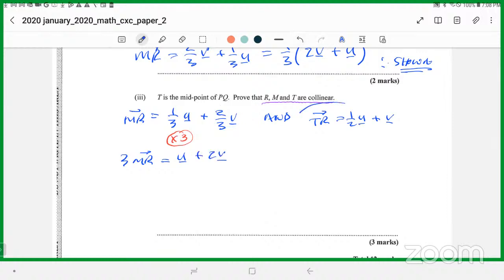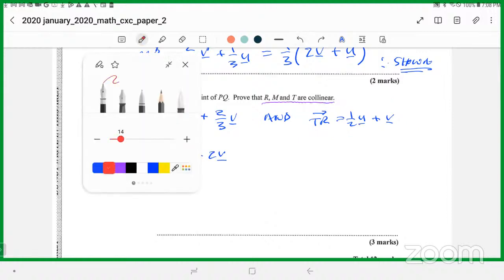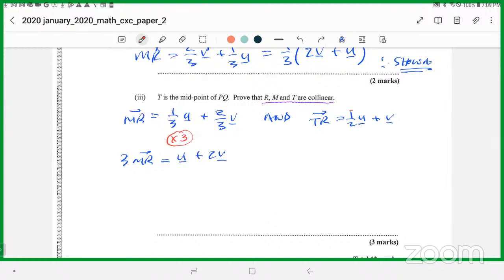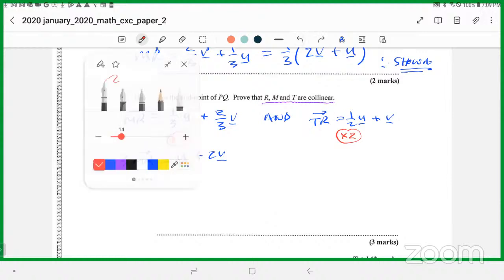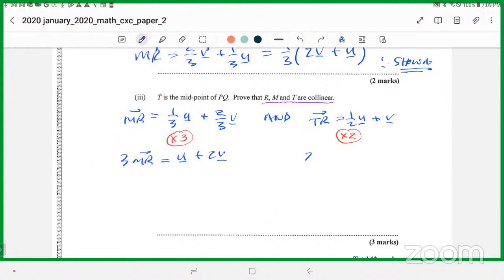And then to get rid of the fraction on this one, what do we do? Multiply by 2. That's all the fraction there, right? Multiply this by 2 as well, don't forget. So we get 2TR equals, this becomes u. Multiply this by 2, we get 2v. And you see that they are now the same, they are now equal. So there's no need to adjust.